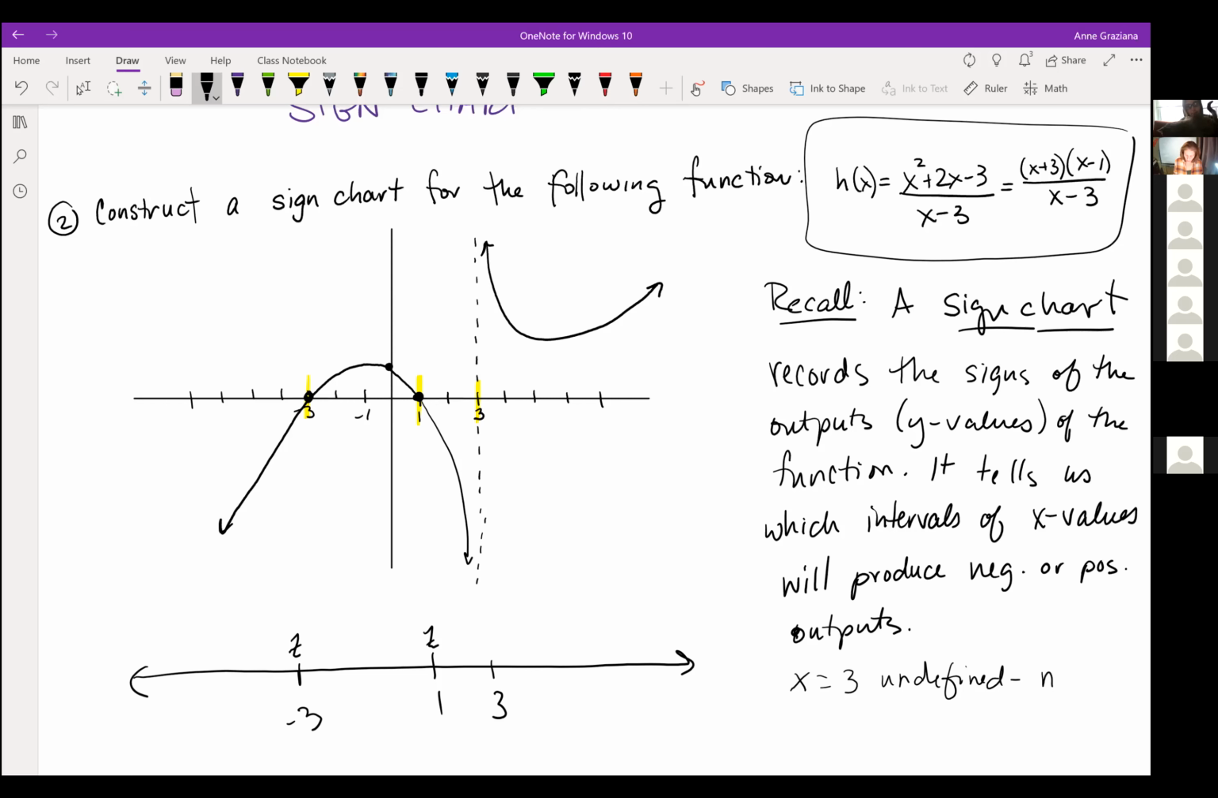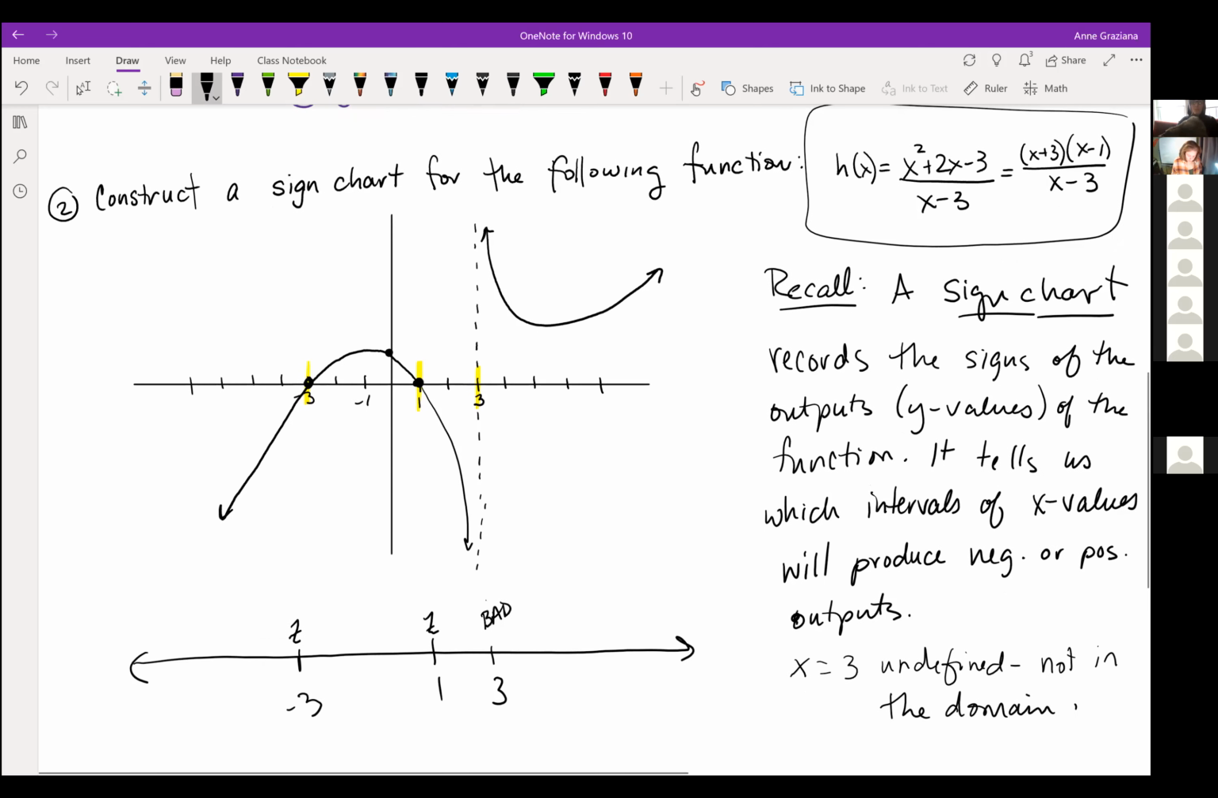It's not in our domain, as we talked about before. Not in the domain. So on my sign chart, I'm going to call it a bad number. A lot of people will also label it as a U. It's up to you. I like to be a little bit dramatic about it. If you put them both on there, it says you bad. It is definitely never included, so I'm going to put an open circle here.